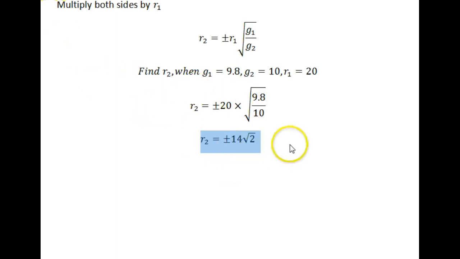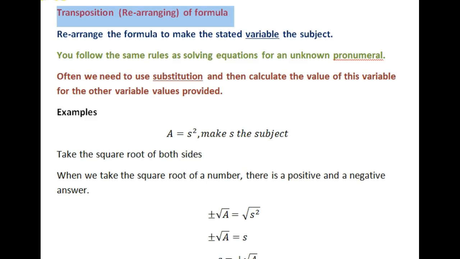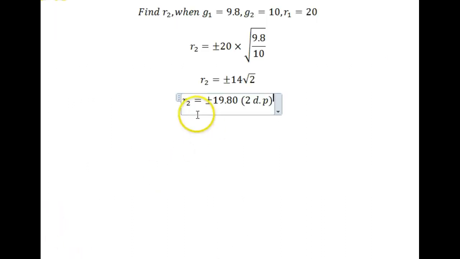And we end up with R2 equals plus or minus 14 root 2. Again, we can round this off as a decimal approximation. And that approximation to two decimal places comes out to plus or minus 19.8.